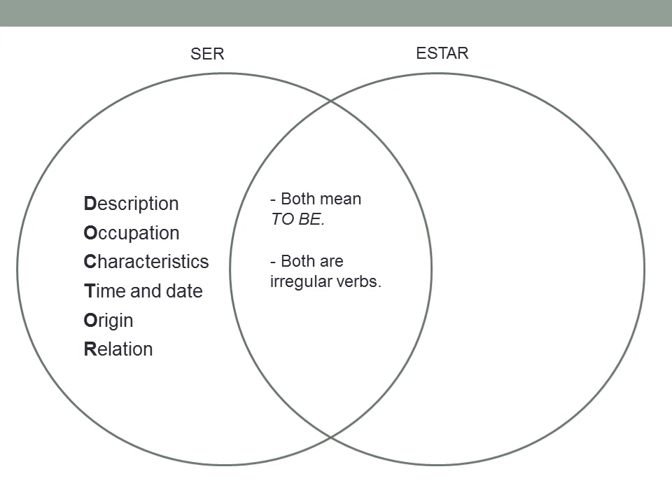And the word that we're going to remember is DOCTOR. Now for estar, we use it when we talk about condition, emotions and feelings, and location. And the acronym we're going to use is CEL. So this is for ser and estar, and it's very important that we learn very well when we use each one of them, because otherwise it's going to get really confusing.